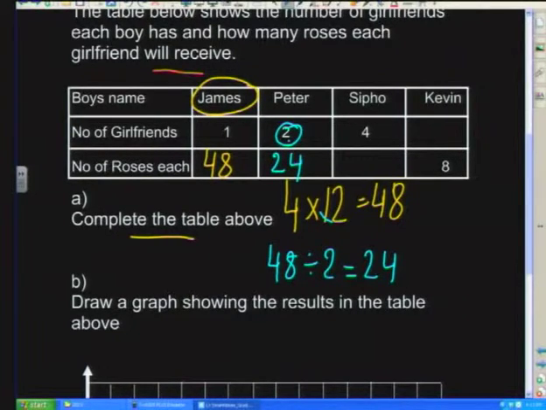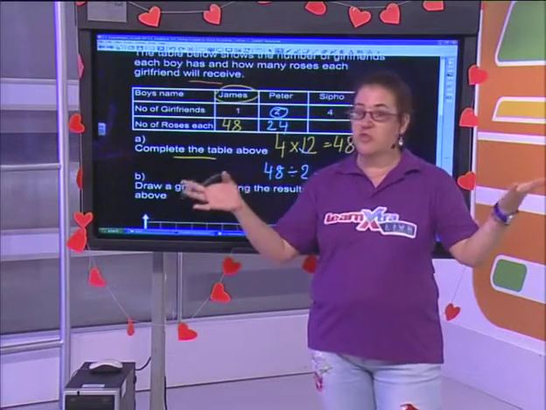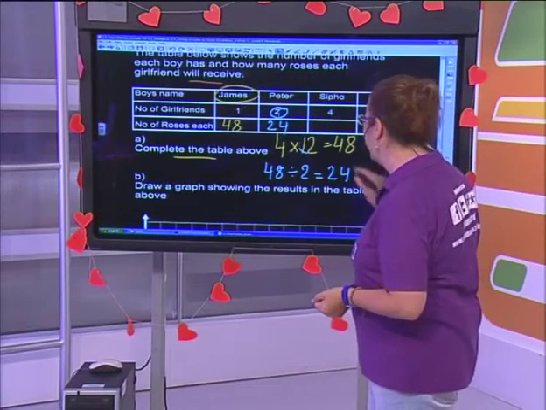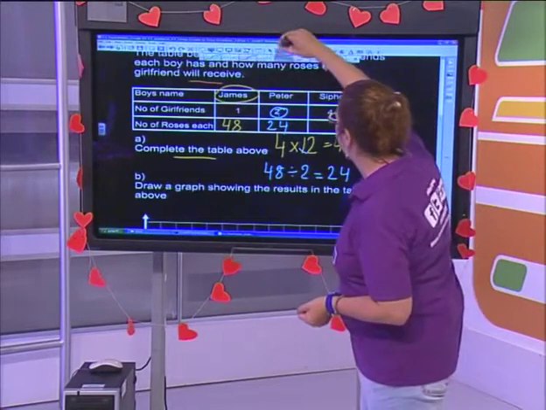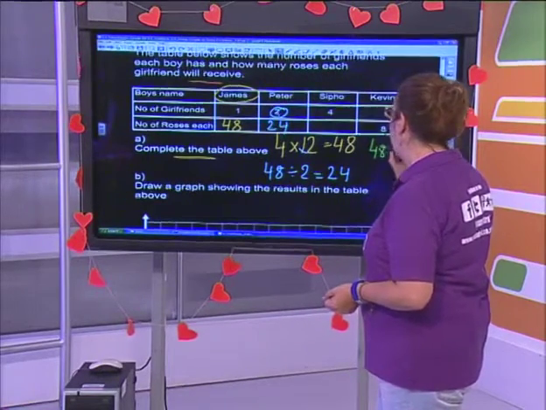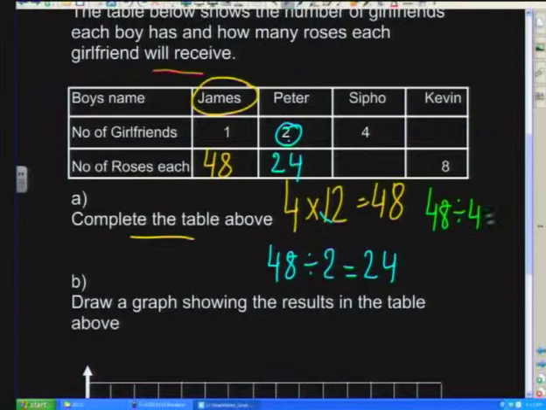Then we've got Sipho. Now, Sipho can't really make up his mind, and he's decided, well, he's going to give roses to everybody, and he's got 4 girlfriends. So again, we're going to take Sipho's 48. Let's change our color here. So Sipho, he's got 48 roses, and there are 4 girlfriends, so each one is going to receive a dozen roses.